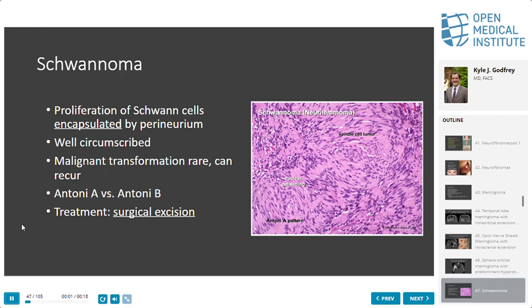Another tumor type, schwannomas, these tend to be proliferation of the Schwann cells. These are, again, in our differential, those really well-circumscribed intraconal tumors. They can malignantly transform, but that's rare. And these are treated generally, whenever possible, with surgical resection.